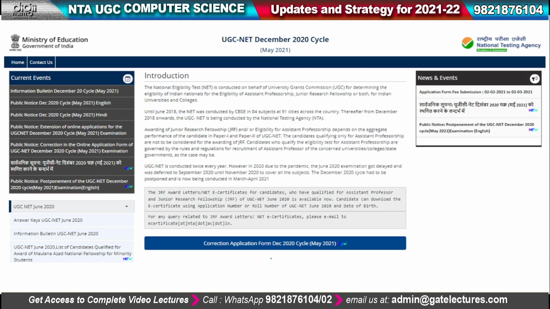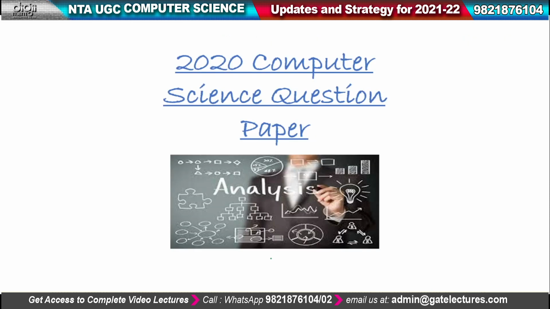Now for making a strategy, it is very important that you know what the pattern was, what the questions were, and what topics were asked in the 2020 computer science question paper, the exam that was held in November 2020. So before making a strategy, it is very necessary that we make an analysis of what the 2020 question paper was all about.